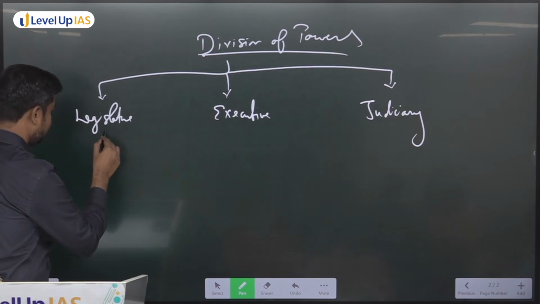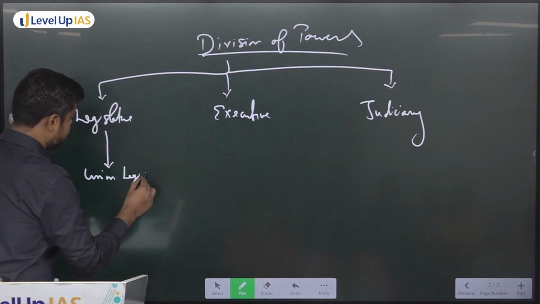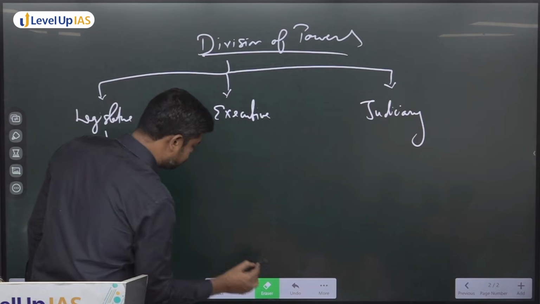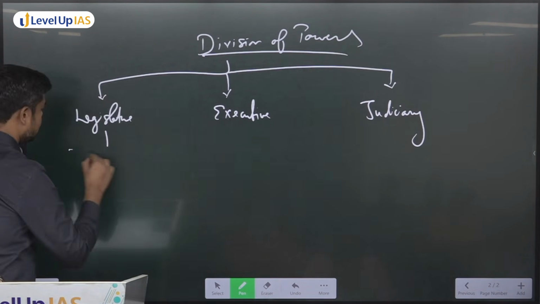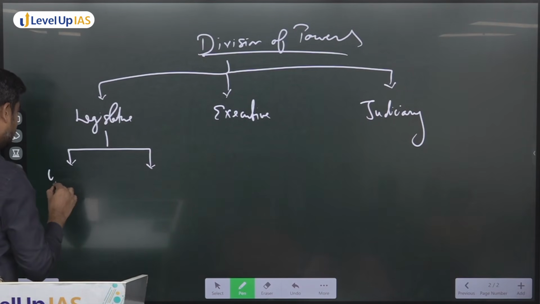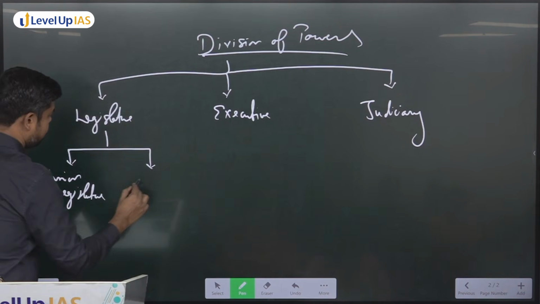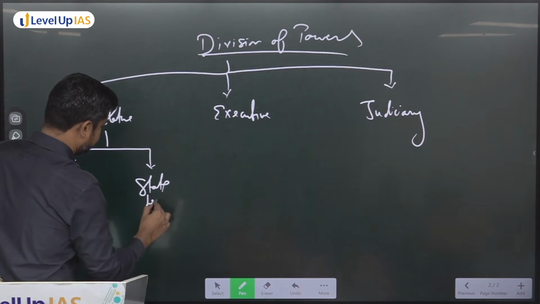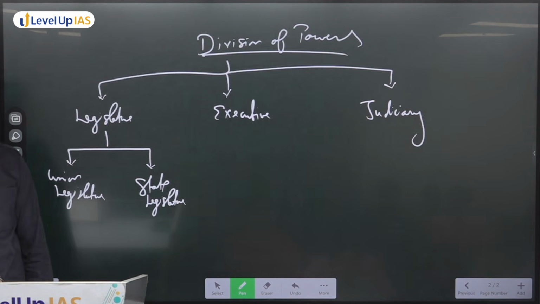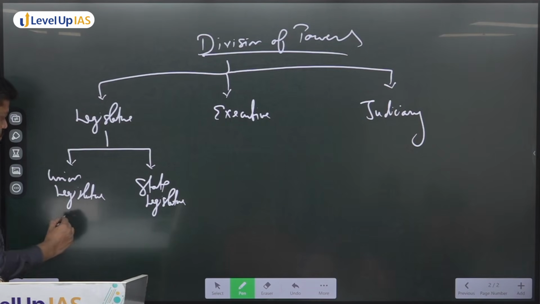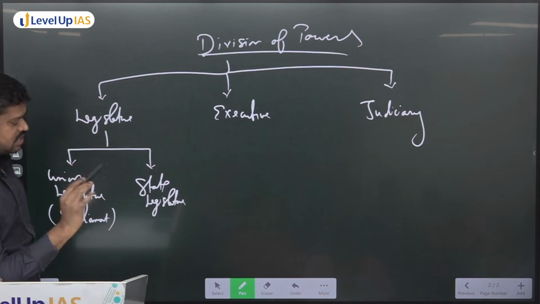If you see vertically, the legislature is at two levels. One is what is called the union legislature. So there are two legislatures in our country. One is the union legislature, and then you have the state legislature. The union legislature is nothing but what? It is the Parliament. And the state legislature is the state legislature.